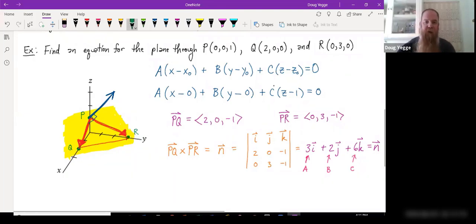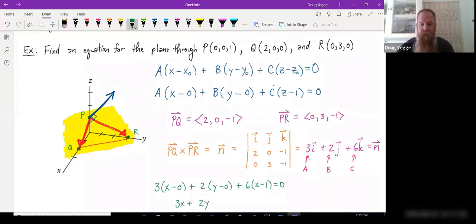More importantly, that simply represents our A, our B, and our C. So the equation of the plane is simply 3 times x minus 0, plus 2 times y minus 0, plus 6 times z minus 1. And if we expand and simplify, this gives us 3x plus 2y plus 6z equals, and now the negative 6 moves to the other side to give me our answer of 6.